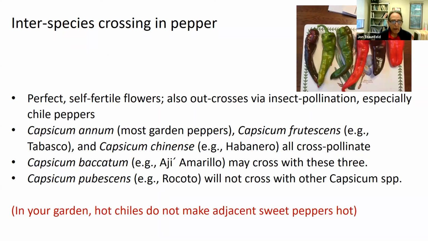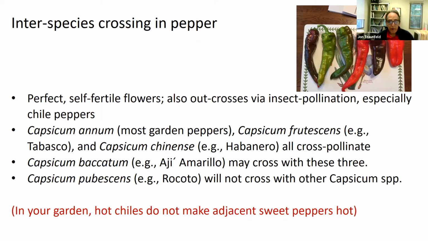And just to make you aware, we get a lot of questions about people insisting that their sweet peppers have been made hot in the current growing season because they were planted next to hot peppers. And I've talked to plant breeders about this, and they say that really can't happen.